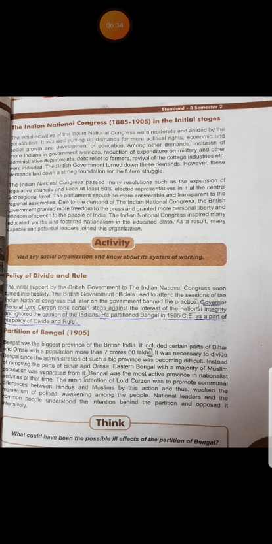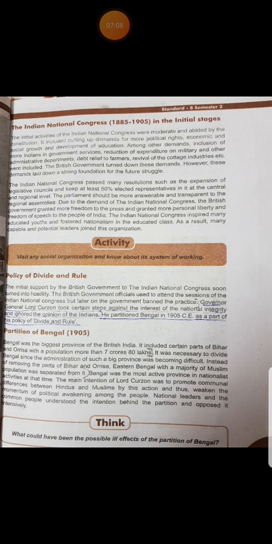Governor General Lord Curzon took certain steps against the unity of Indians, and ignored the opinions of Indians. Whatever suggestions Indians gave, he ignored, and they started to unite Indians. And like this, Lord Curzon divided Bengal into two parts, that is East Bengal and West Bengal.